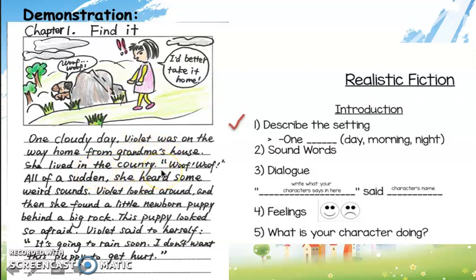County, right? And I also talk about where it happens. It happens on the way while they go home from Grandma's house. Number 2, try to use some sound words to make readers curious. For example, in the sample writing, the puppy makes woof woof, right? You can write it down with a quotation mark.